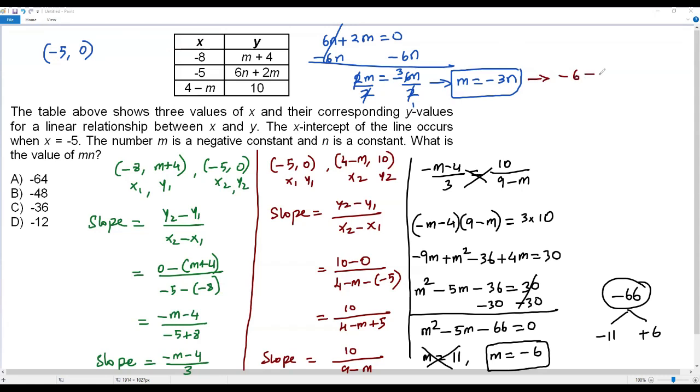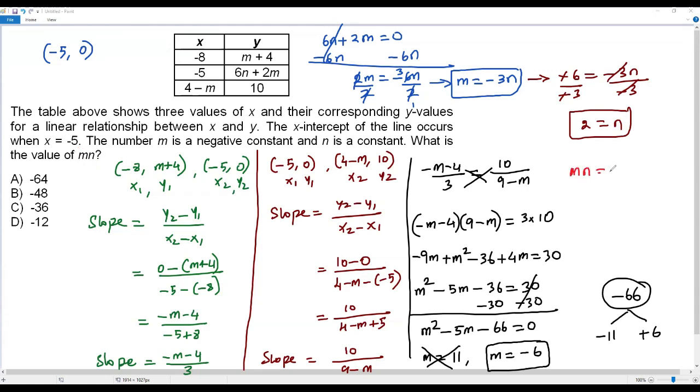Okay, now let me continue over here. So then negative 6 equals negative 3n. Now to solve for n, divide both sides by negative 3. Then this negative 3 will cancel out, and this negative will cancel. 6 divided by 3 is 2. I'm getting n equals 2. Okay, now I got the value of m and I got the value of n. Our aim is to find the value of m times n according to the question.